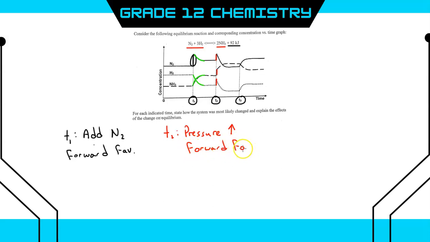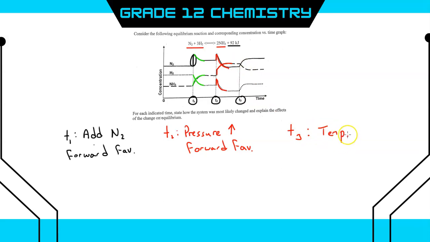And we can look at that too, because if it's forward favored, once again, we should get more ammonia. So let's follow our ammonia curve, and indeed that increases, whereas nitrogen and hydrogen decrease. So definitely forward favored. We're good on that one. Let's look at T3. At T3, we don't see any spikes. Everything's gradual. So that is our temperature change.